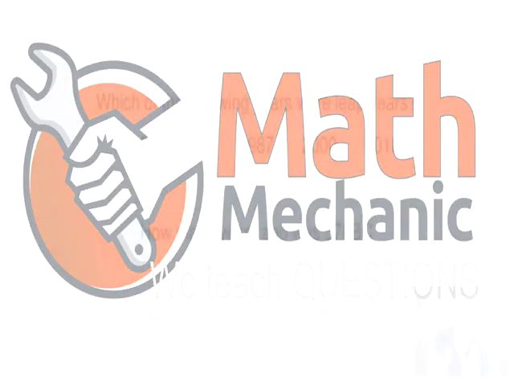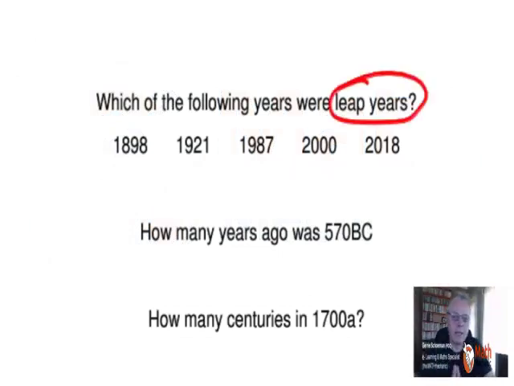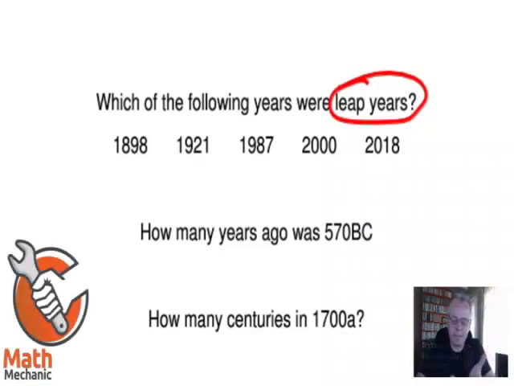To answer this first question, you need to know something about how we calculate leap years. Now, in a nutshell, it comes down to the following. The year itself, that whole number, all 4 digits, needs to be divisible by 4, then it is a leap year. If it isn't divisible by 4, it's not a leap year at all.